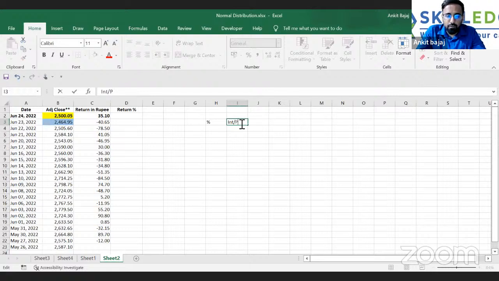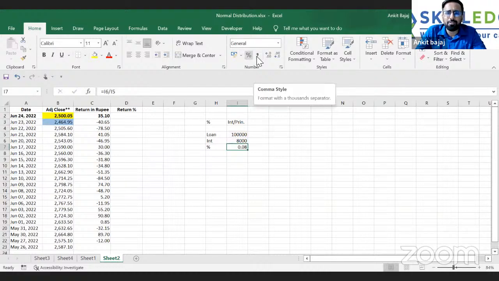You will say, sir, if I want to calculate interest in terms of percentage, so you will say, sir, interest divided by principal amount, right? So let's suppose you took a loan from the bank. That is 1 lakh rupees, right? And the bank is giving you interest of 8,000 rupees, right? So what is going to be your return in terms of percentage? Your return in terms of percentage is going to be 8,000 divided by 1 lakh. So that is going to be 8%. Why approximately? It is 8%.